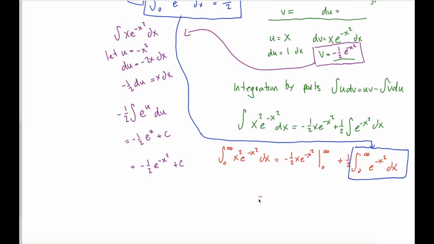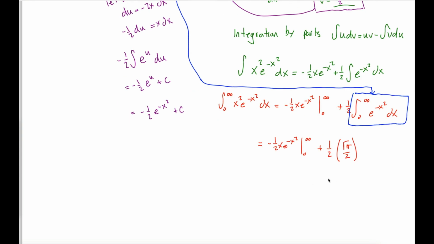So I'll answer the question by evaluating negative 1/2 x e to the negative x squared from 0 to infinity, and then adding to that 1/2 times this square root of pi over 2 value that was given to me. I still got some work to do over here, but whatever I get for this answer, I'll add that to the square root of pi over 4, and then I'll be done.